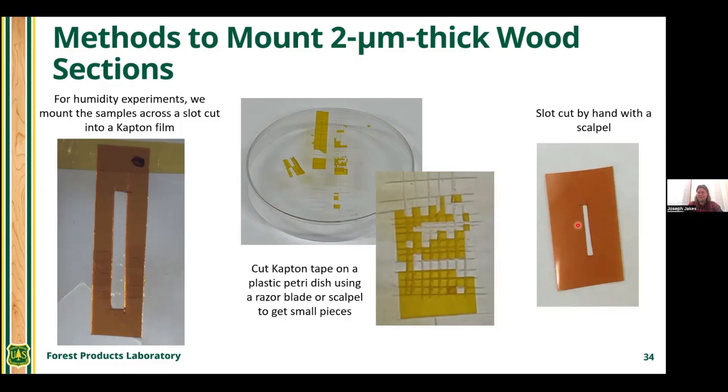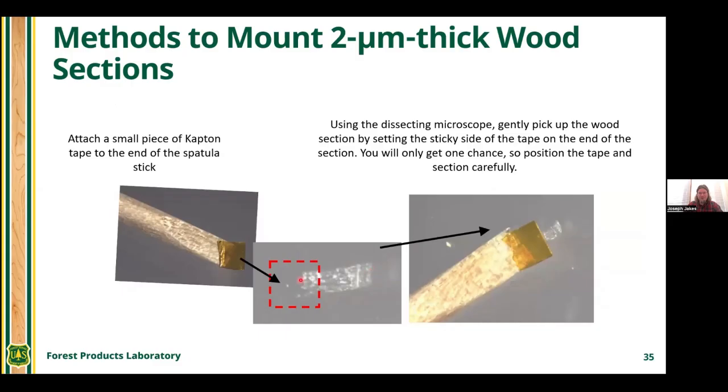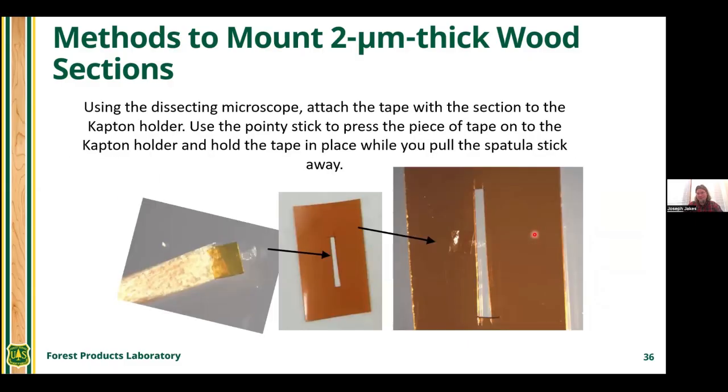So you'll have your small wood section. And then you take a piece of tape on the end of a spatula stick and just touch it down to one end, and then it's attached. And then you transfer that to your slot on your piece of Kapton film. As I mentioned, we do this under a dissecting microscope to help us see everything well. And then you just use your pointy stick to press the tape down onto the Kapton film.